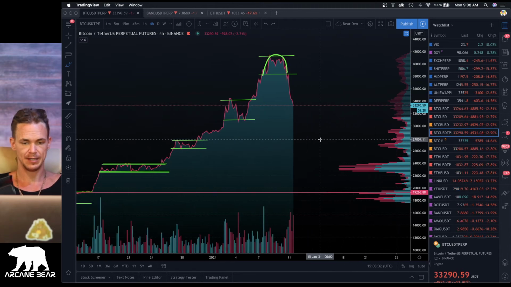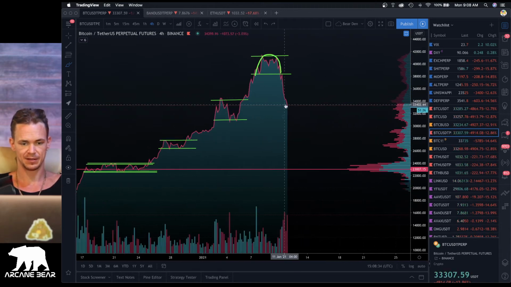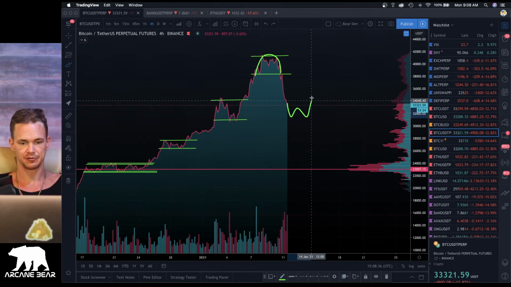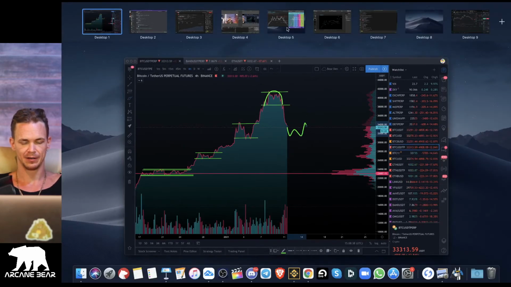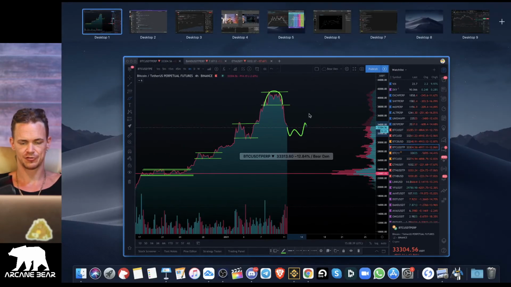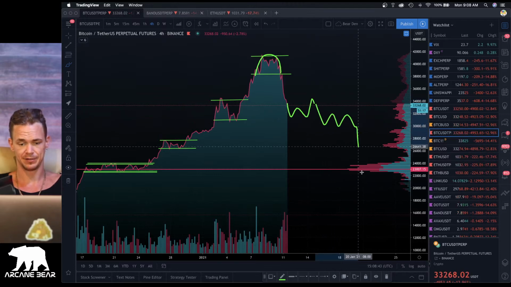So it's important to keep your study up, because now you have a rounded top that's starting to fall into another trading range. And then you have people on the chat already saying, it won't go below 30 grand. It probably will then, just because they said that.